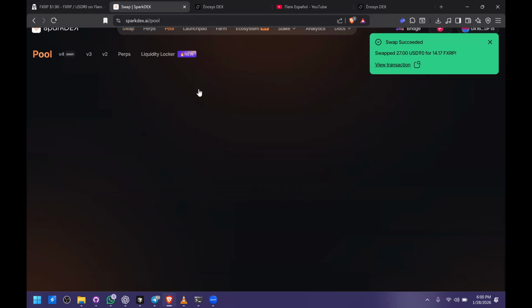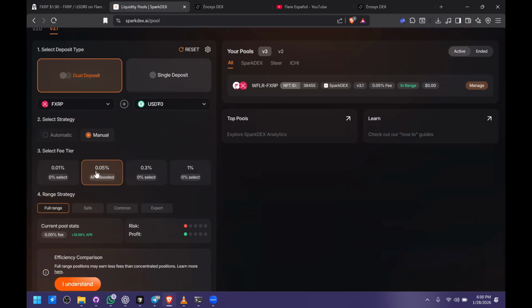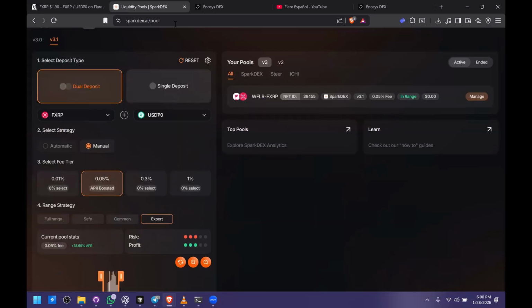All right. So now we're going to do a pool. FXRP USDT0. I'm going to do the 0.05 because this is the one that has incentives. I'm going to do expert because I want to be able to set my own range. And then we said that we're going to do 220 to 170. So that is going to give me around a 27% wide range. That's pretty good. It's tight, but not super tight. Now, do I want to do it here or no? Let's do it in Enosys.